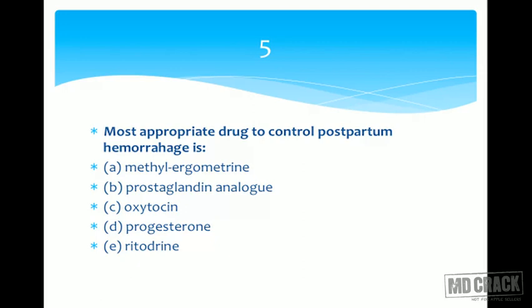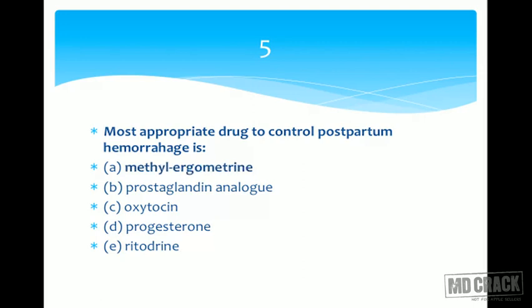Apart from this, there is prostaglandin analog, but the most appropriate drug to choose will be methylergometrine. Oxytocin is obviously not chosen for this. It can be used if the patient doesn't respond to the other drugs. Progesterone is not useful for this. And last one, ritodrine, is a uterine relaxant. Obviously, we are not going to choose ritodrine. So it's an ergot derivative, methylergometrine, and drug of choice for postpartum hemorrhage.